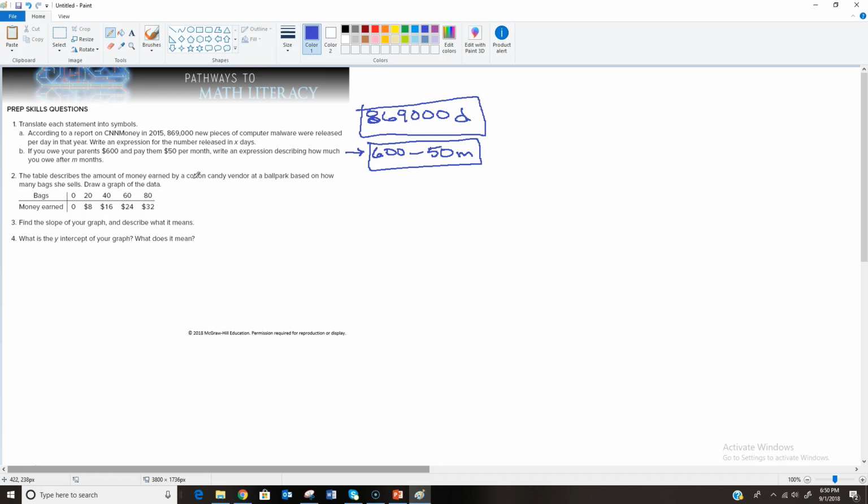The table describes the amount of money earned by a cotton candy vendor at a ballpark based on how many bags she sells. Draw a graph of the data. So I went ahead and created a graph here with number of bags along the bottom and amount earned along the side. The x value, the input value, was the bags, so I put that along the bottom. I wanted to make sure I got to 80, so I just went 20, 40, 60, 80. And on the bottom, I wanted to make sure I got up as high as 32.